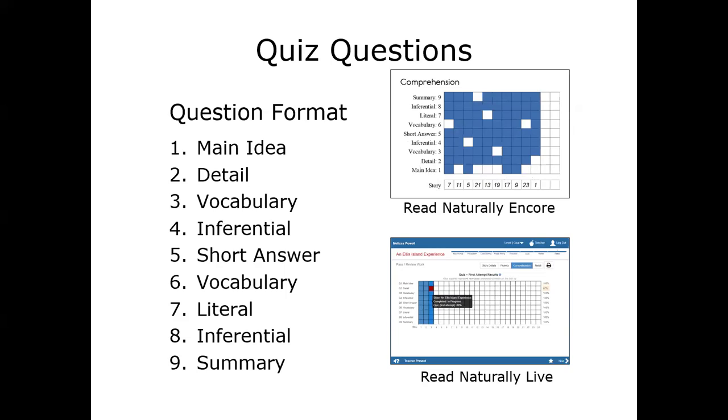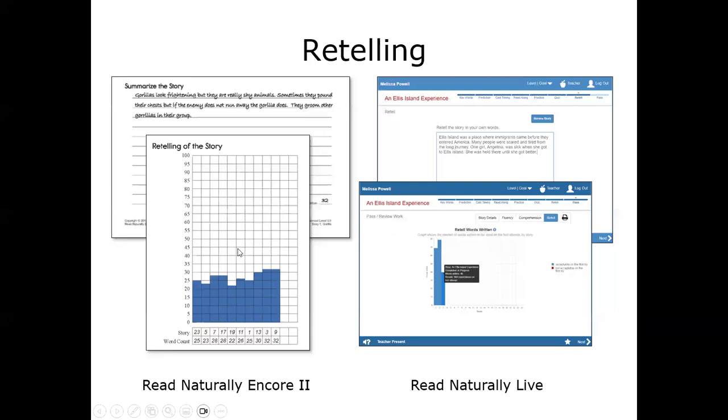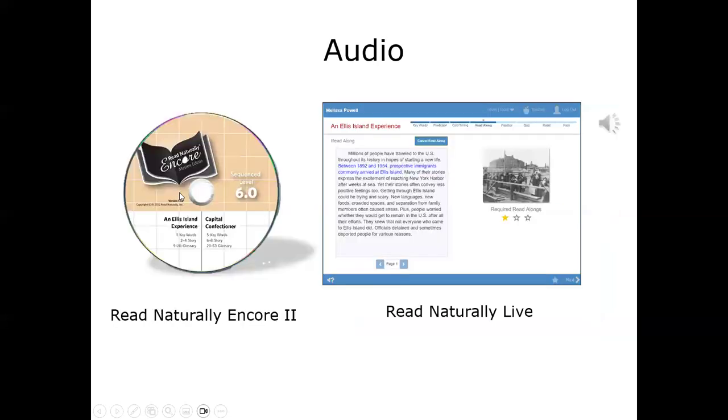So this comprehension graphing helps you diagnose a specific kind of problem. And with retelling, the student just graphs how many words they wrote in their retell. But if writing a retell isn't the best use of your student's time, you don't have to have them do that. You can certainly have them skip that part.